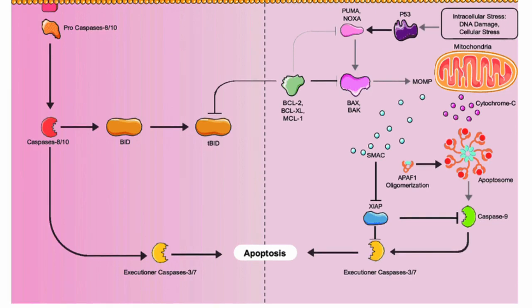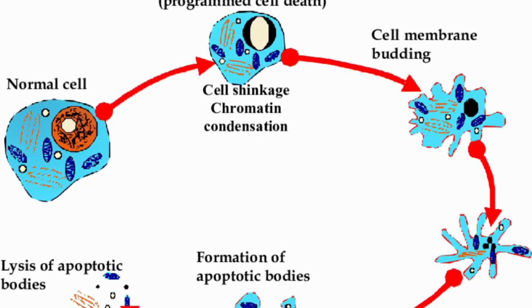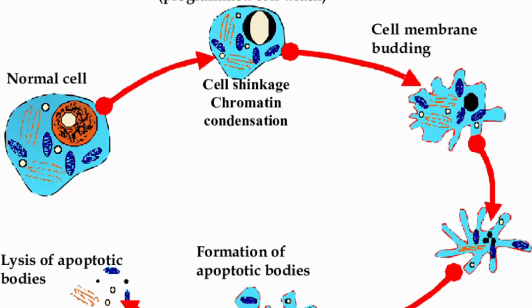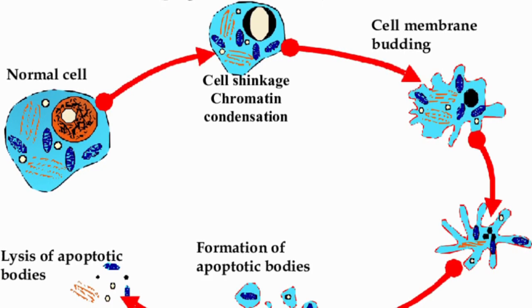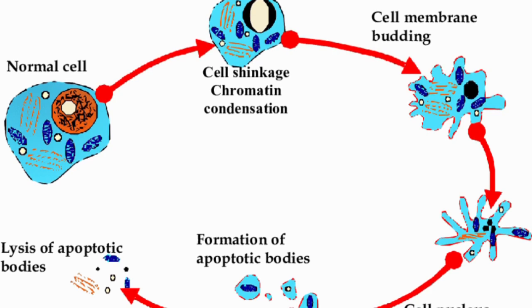Caspase activation leads to the cleavage of proteins involved in DNA repair and maintenance. This causes DNA fragmentation and chromatin condensation, leading to changes in the cell nucleus. Apoptotic cells undergo a series of structural changes, including cell shrinking, membrane blebbing, which is the formation of bubble-like protrusions, and the formation of apoptotic bodies.